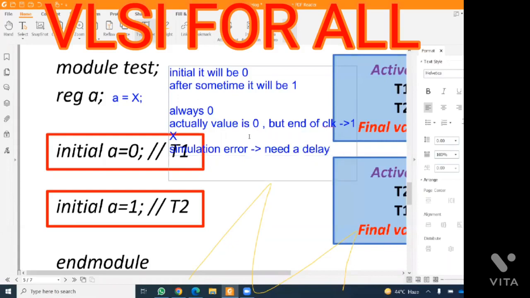Okay, any other answer? Sir, it is a race condition, still we will get the answer as 0. Still we will get what? 0, or 1 depending on the simulator. Okay, 0 or 1 depends. Okay, let's discuss this.